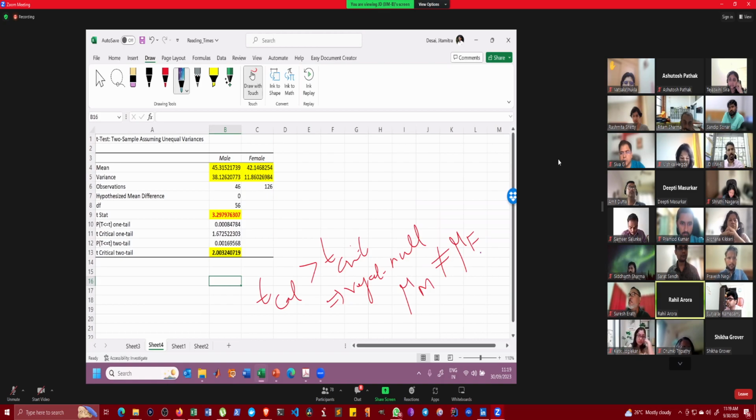Correct. Yes. Got it, sir. Thank you. I can't make a conclusion based on one sample, right? I have to check whether the population follows the same logic or not.